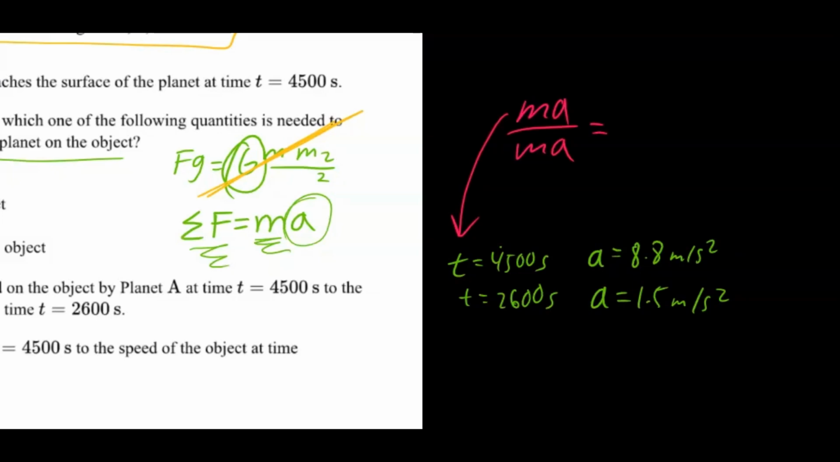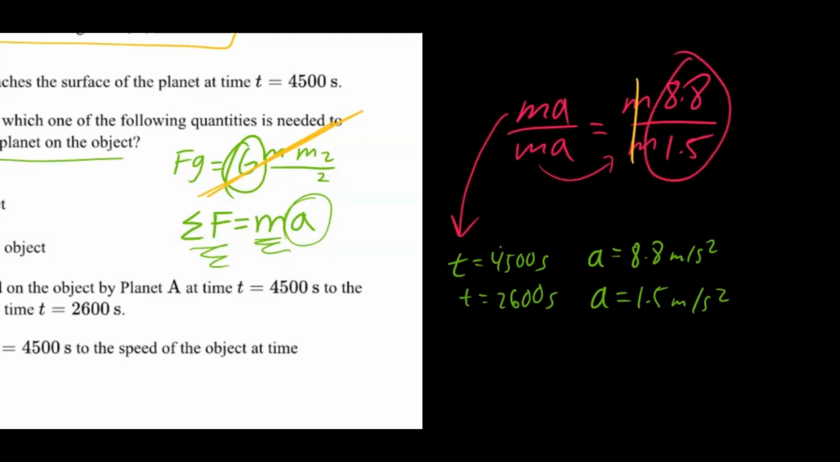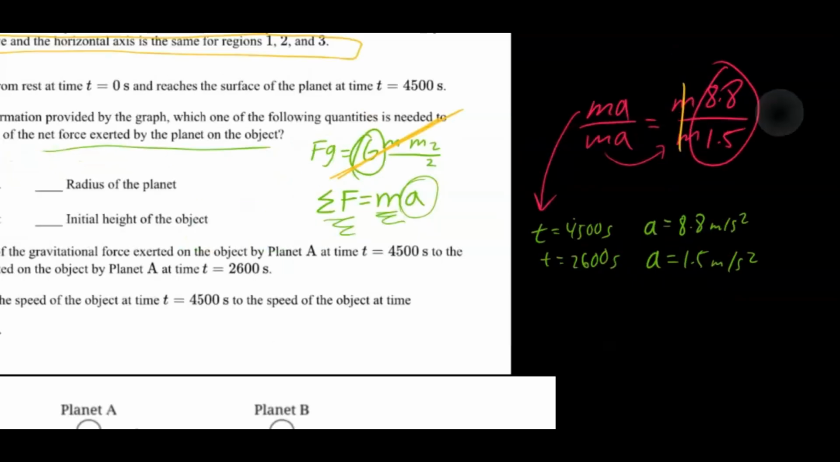This will be the first one for the 4,500 seconds. Second, sorry. That'll just be mass times 8.8, and then mass is the same here, over 1.5. We can see the masses cancel and we're left with a ratio of 8.8 over 1.5 as our final answer.